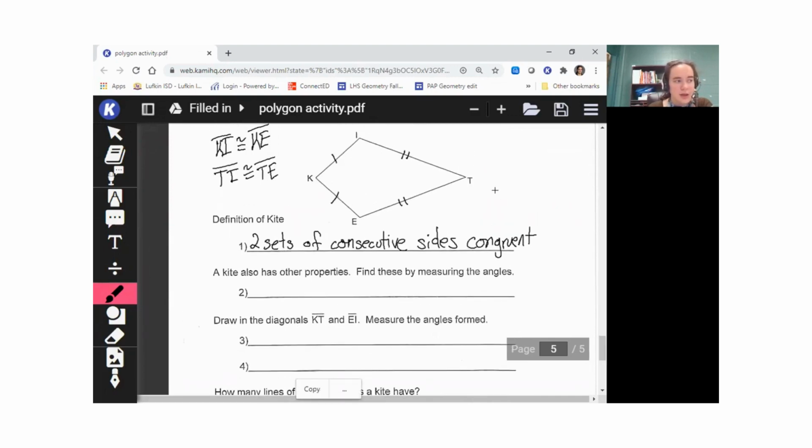Next up, a kite also has other properties, and we can find those by measuring the angles, specifically angle I and angle E. And if you measured them, they would be congruent. And there's only one set of opposite angles that are congruent. And to help you remember, the set of opposite angles that are congruent are going to be between the sides that are not congruent.